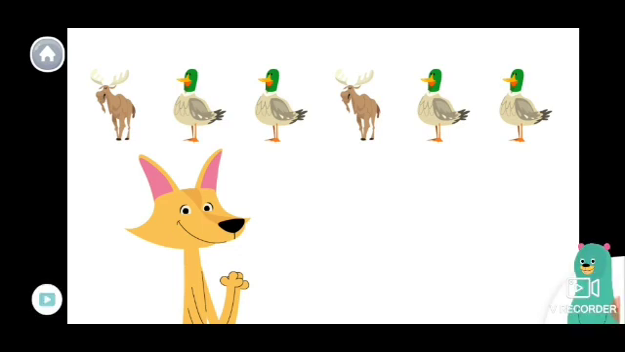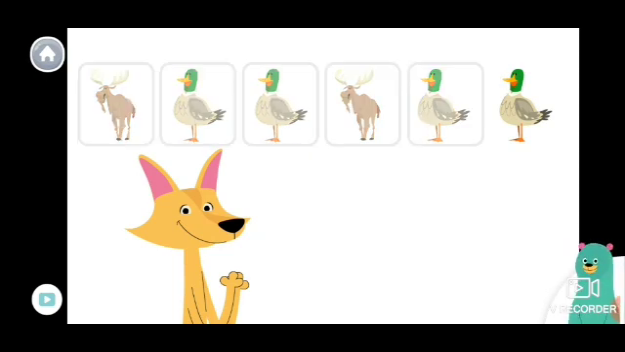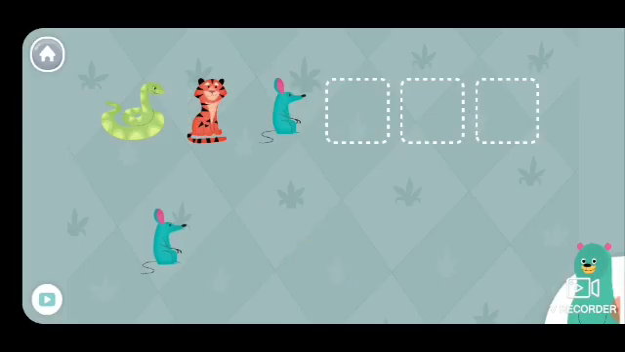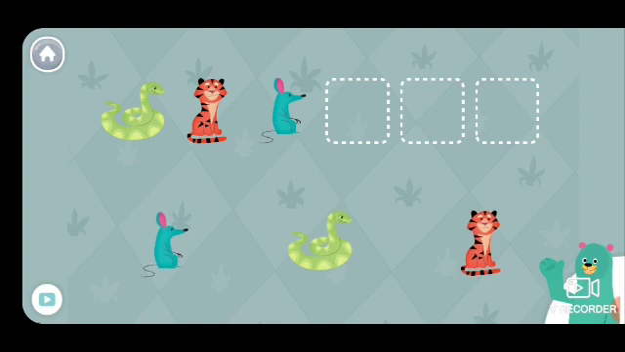Tap the pattern in order. Then duck, duck, then moose, then duck, duck. You tap the pattern. Complete the pattern by dragging them into the dotted squares.